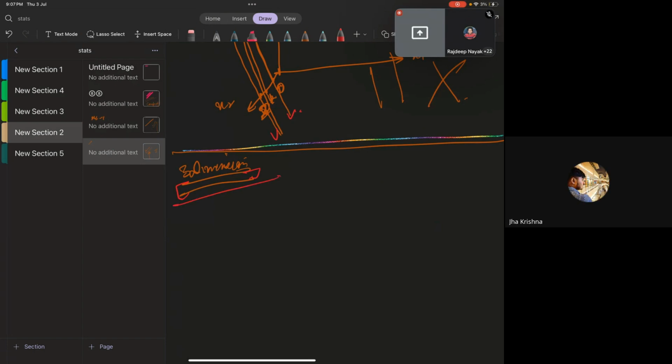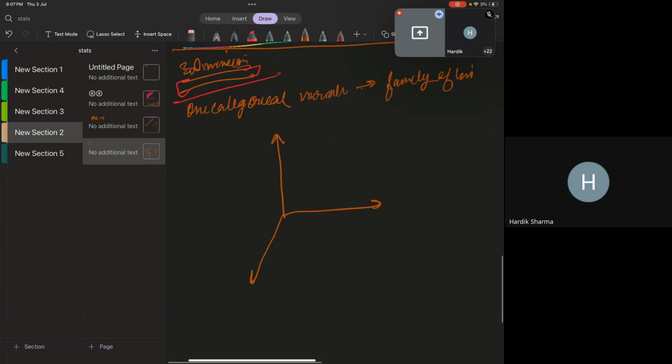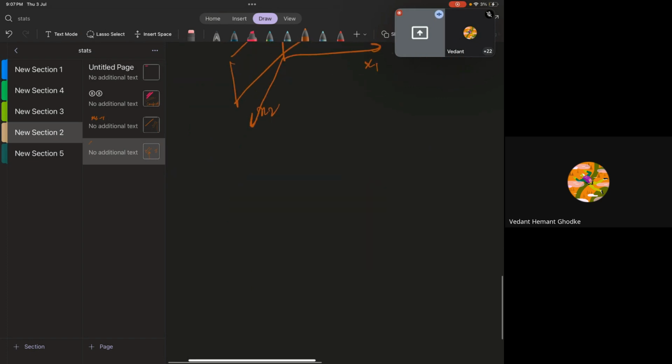So for 3 dimensions, if there is one categorical variable, then it becomes what? Family of lines. Clear? If there is no categorical variable, if all are numbers, then there might be some kind of plane, right?